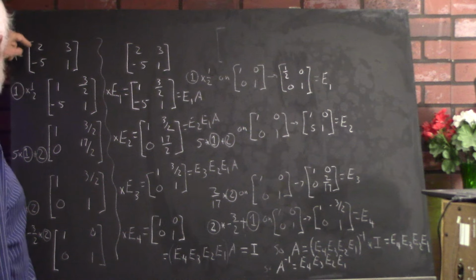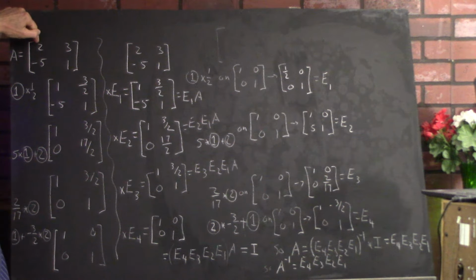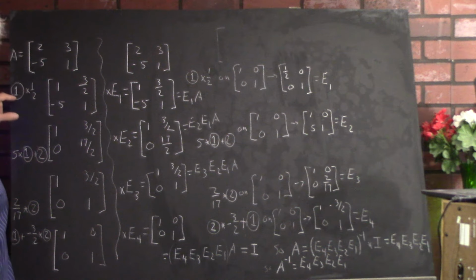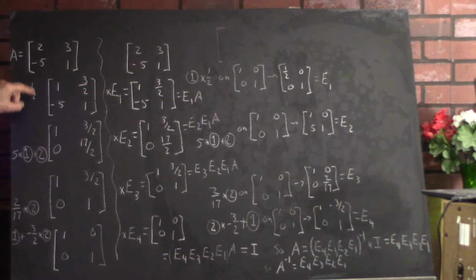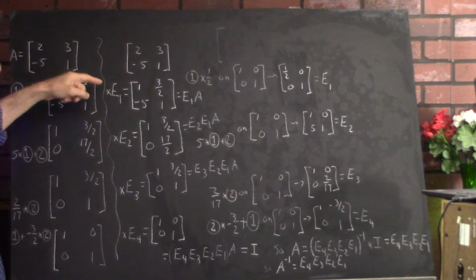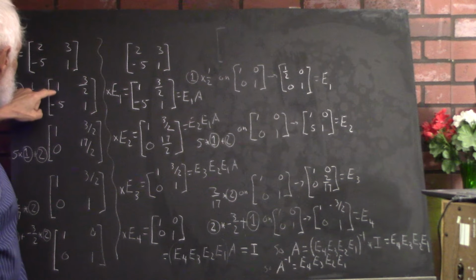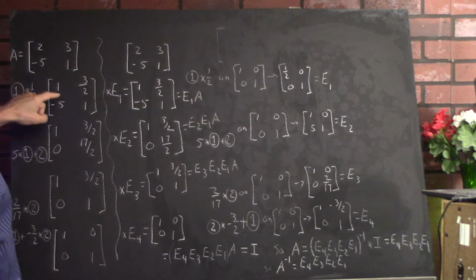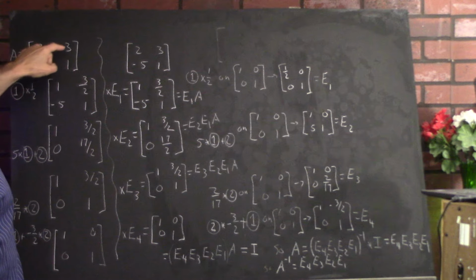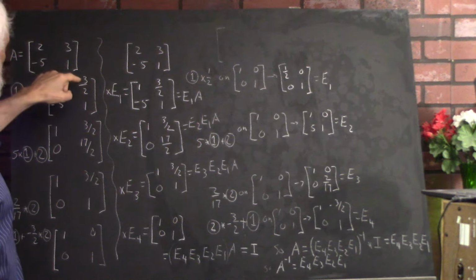So the first thing we do here, well, we want a 1 here, so we take 1/2 of the first row, and we denote that by saying 1 times 1/2. We write that next to the first row to indicate how we got this, okay? So that's going to give us clearly 1, 3/2. Take half of the first row.